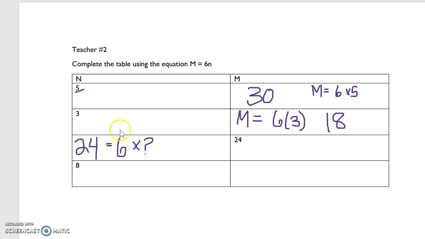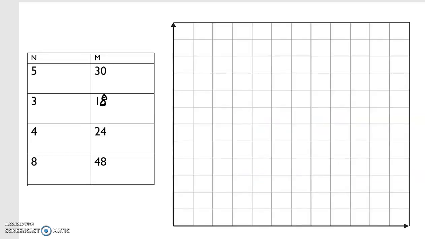If you're not sure what that is, you can divide. Divide by 6 on both sides. Tells you that here the n should be 4. The last box is telling us n equals 8. So I'm going to replace, again, the n value with the 8, or 6 times 8, which is 48. Once we have this set of tables, we're going to look on my next slide, and we're going to go ahead and graph.